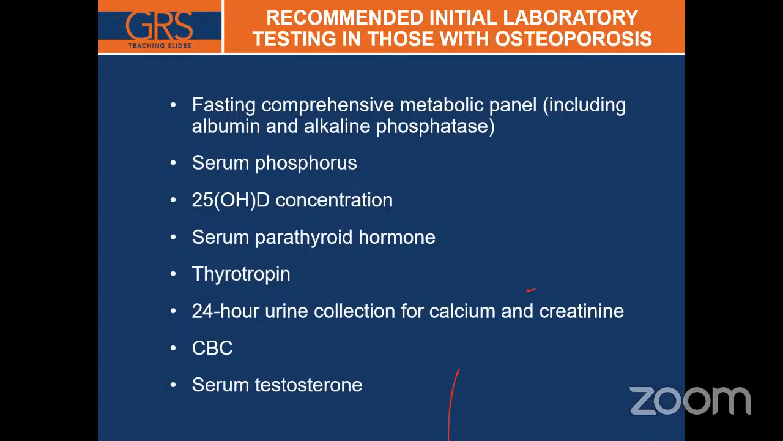Recommended initial laboratory testing in those with osteoporosis: fasting comprehensive metabolic panel, including albumin and alkaline phosphatase, serum phosphorus, 25-hydroxy D concentration, serum parathyroid hormone, thyrotropin, 24-hour urine collection of calcium and creatinine, CBC, serum testosterone. Idiopathic hypercalciuria is found in 10% of the general population. It is an important cause of osteoporosis, and it is diagnosed using the 24-hour urinary calcium excretion of more than 4 milligram per kilogram, and can be treated with a thiazide diuretic.